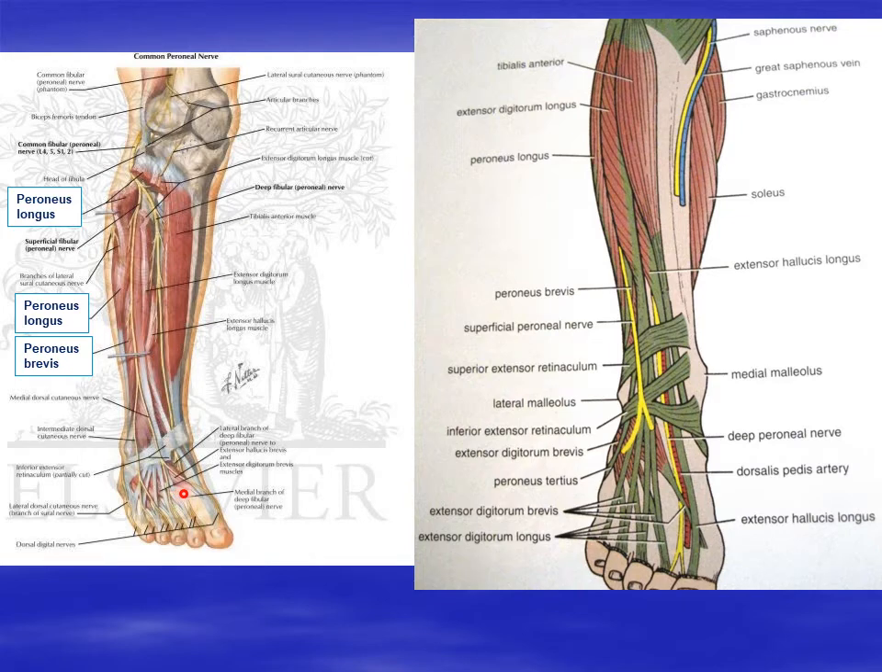dorsum of the foot. As you see in this photograph, again, this is the superficial peroneal nerve after piercing the deep fascia and then descending in the superficial fascia, superficial to the superior extensor retinaculum. At the distal border of the superior extensor retinaculum, the nerve enters the dorsum of the foot.